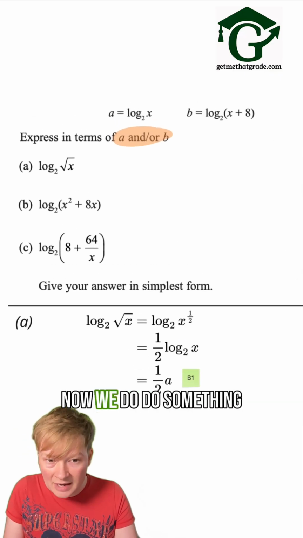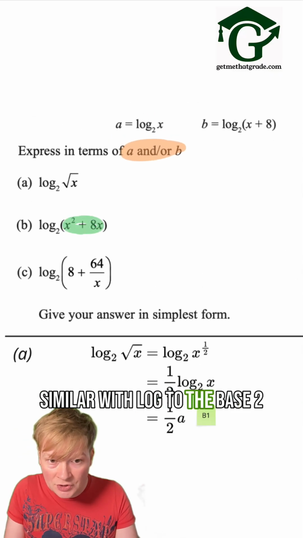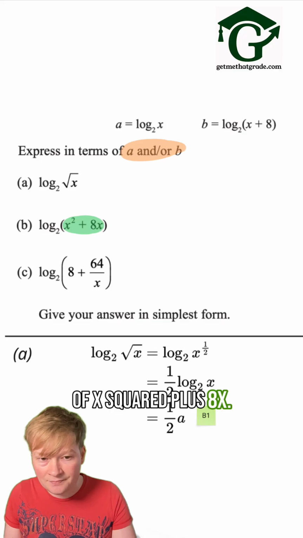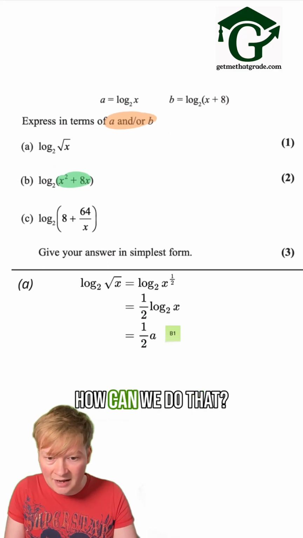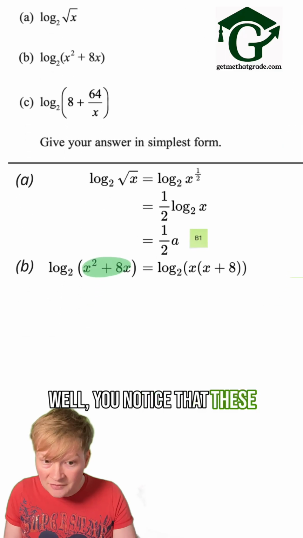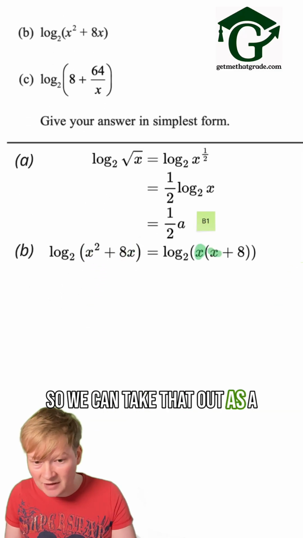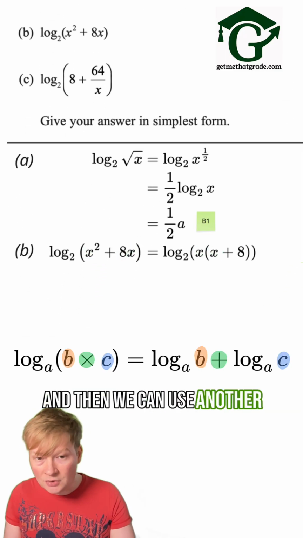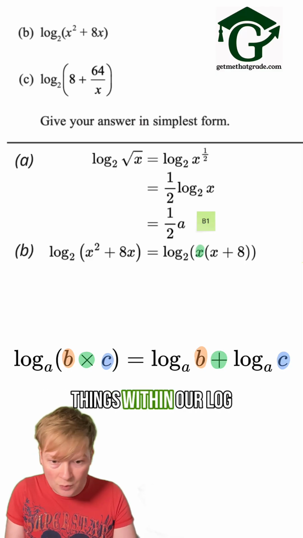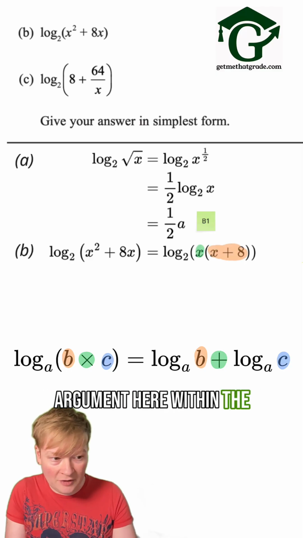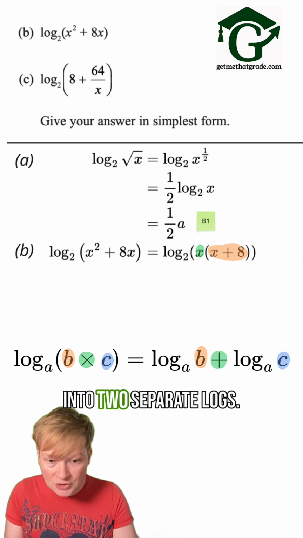Part B. Now we're to do something similar with log to the base 2 of x squared plus 8x. So we're going to try and find x and x plus 8 kind of hidden here. How can we do that? Well, you notice that these have got a factor of x in common. So we can take that out as a common factor. And then we can use another rule of logs that says that when we are multiplying two things within our log argument here, within the bracket, we can split that up into two separate logs.